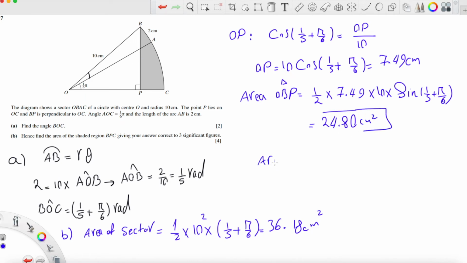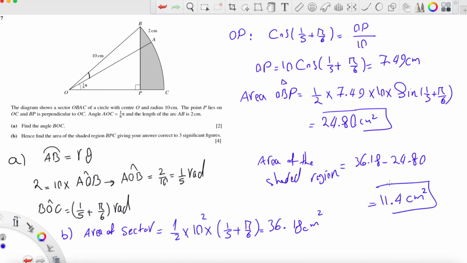To find the area of the shaded region, it will become 36.18 minus 24.80, giving you an answer of 11.38, which is 11.4 correct to 3 significant figures, in centimeters squared.